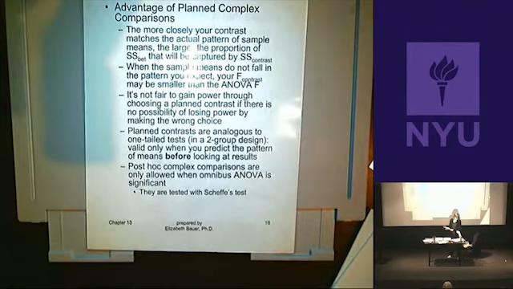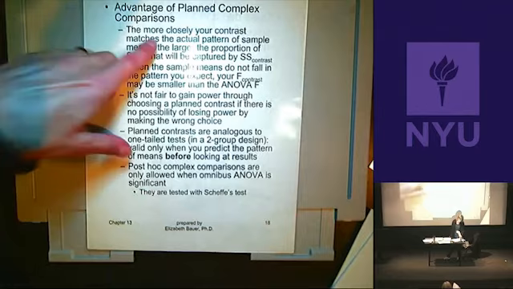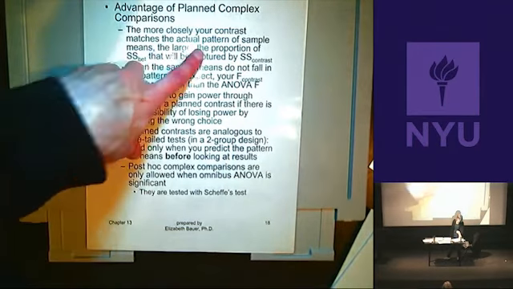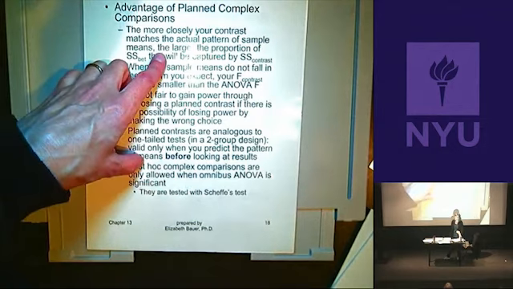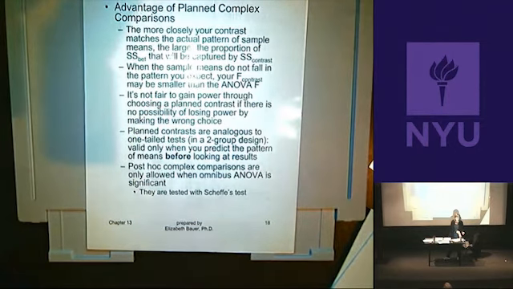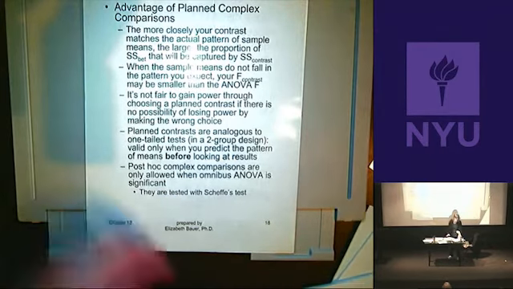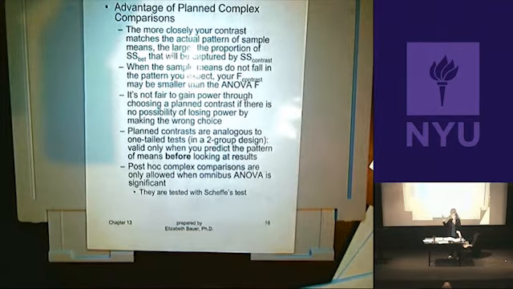Okay? Now here's the deal. What you're looking for in your means is a pattern. The more closely your contrast matches the actual pattern of the sample means, when you decide on a contrast, you're saying, I think this is the pattern of means, this is how it's going to fall out. The closer your educated thought is compared to the actual data, then your SS contrast is going to be closer to SS between. It's going to capture more of it.